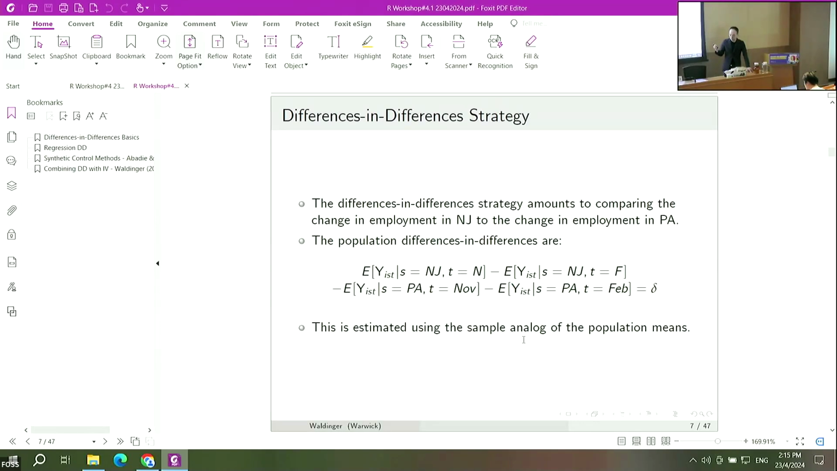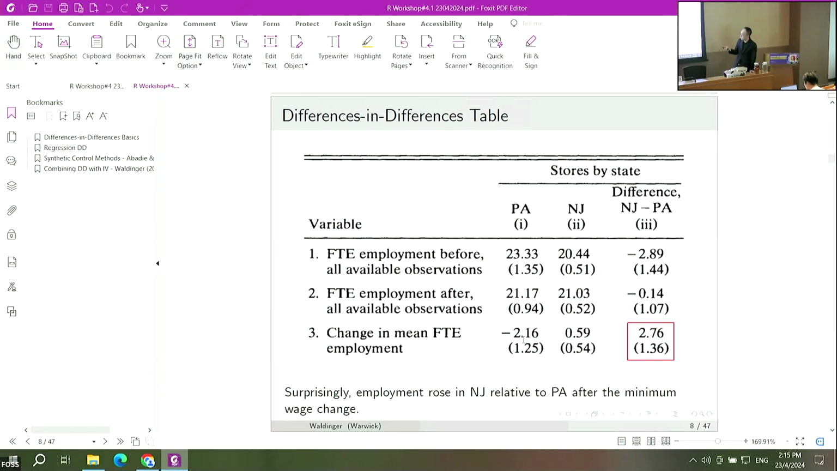There are so many of those that you can actually have access to and then do it yourself. So I think that's going to be very helpful. So this is looking at the population differences like this, and this is estimated using the sample analog of a population mean. If you see what it is, okay.